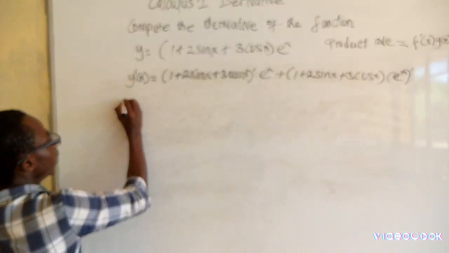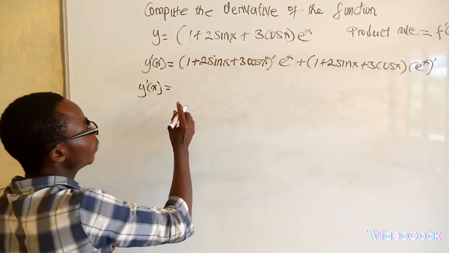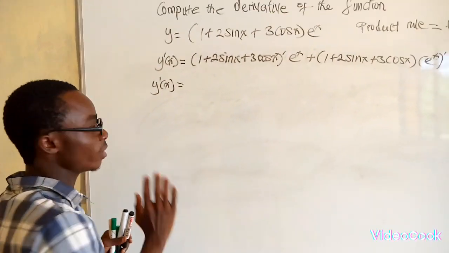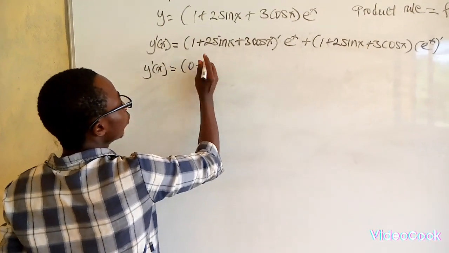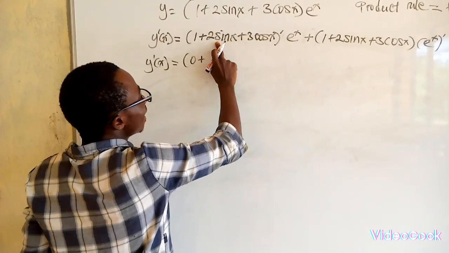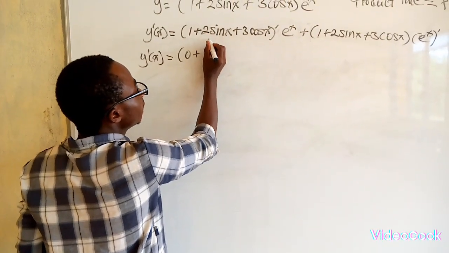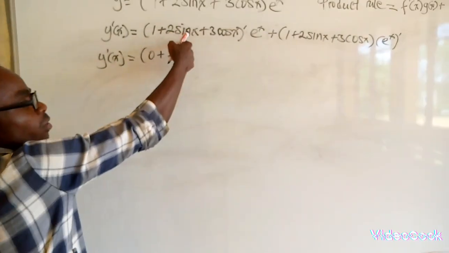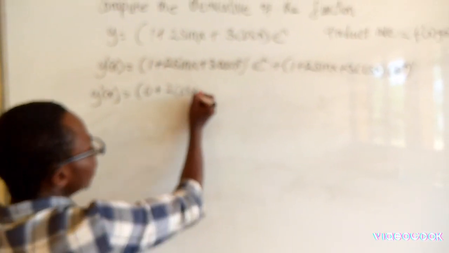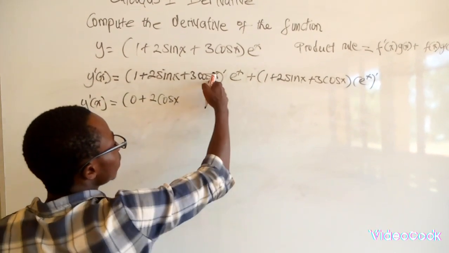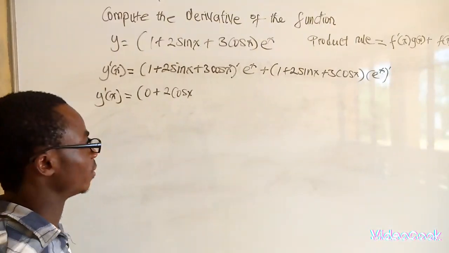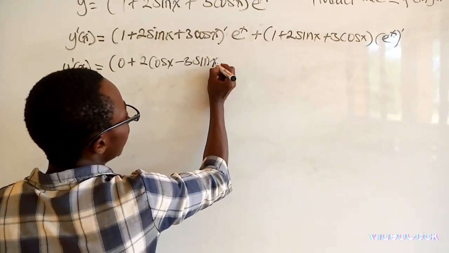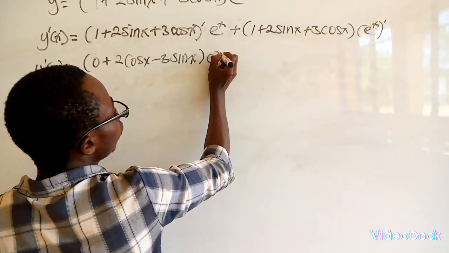So y prime of x is going to give us the differential of 1. The derivative of a constant is equal to 0. Now we have 0 plus the differential of 2 sin x. The 2 is a coefficient, so we hold this constant and have 2. The differential of sin x gives us cos x. The differential of cos x gives us negative sin x, so we have minus 3 sin x, times e to the power of x.